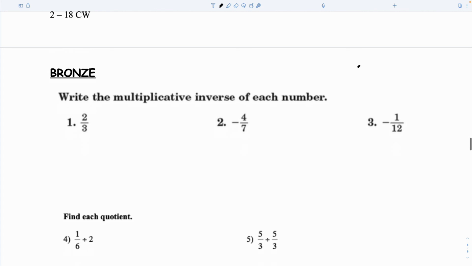10 minutes. Flip your page. Multiplicative inverse is the same thing as reciprocal. This is the same thing. It's a big fancy word.